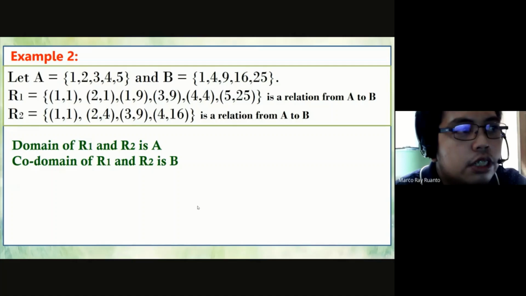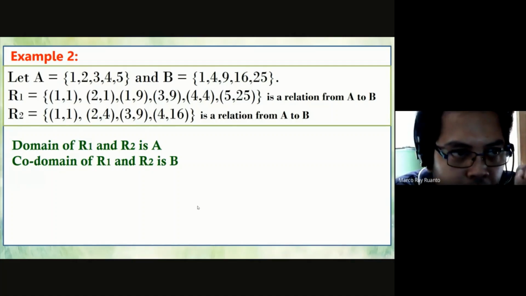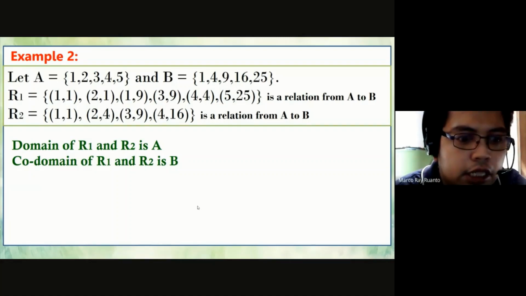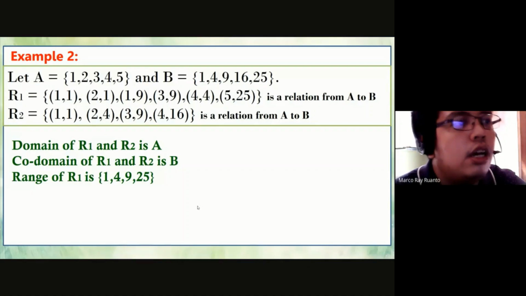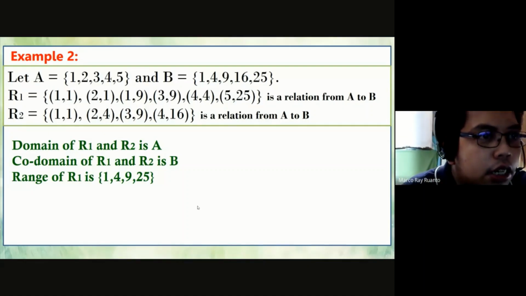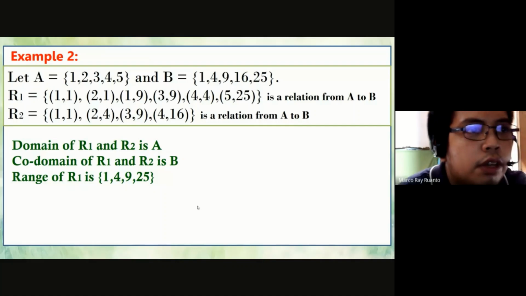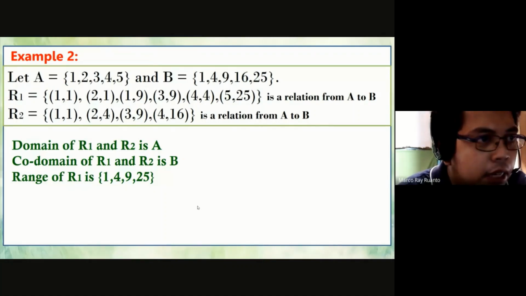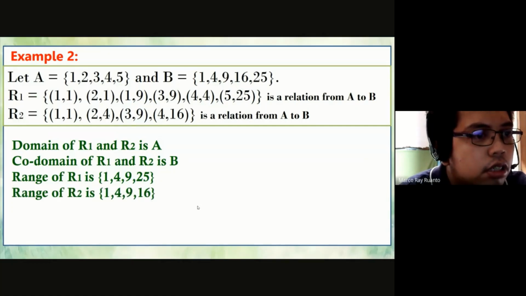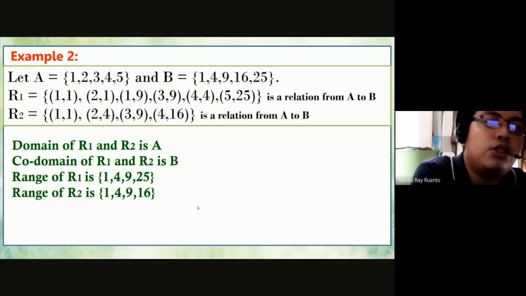Now the range is those values of y that correspond to every value of x. For the first relation, our range is 1, 9, 4, and 25. You may write them in any order, as long as you have those elements, 1, 9, 4, and 25. For the second relation, we have 1, 4, 9, and 16. So those are our range.